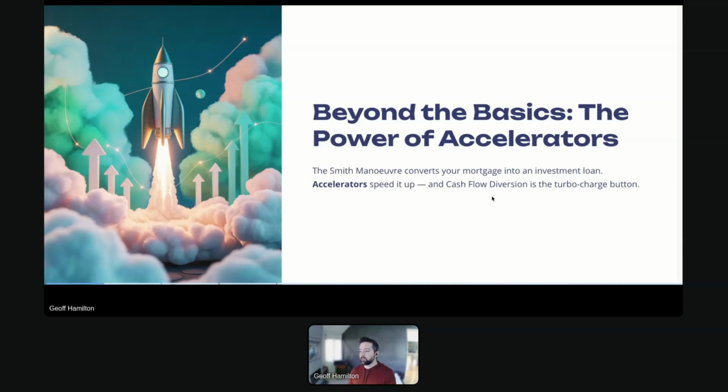So the Smith Maneuver converts your mortgage into an investment loan. Accelerators speed it up, and cash flow diversion is a turbocharge button. It's just a really important accelerator that you can use to make your mortgage convert even faster to a tax deductible expense and gain huge long-term returns from it. So it's one of my favorite accelerators here.